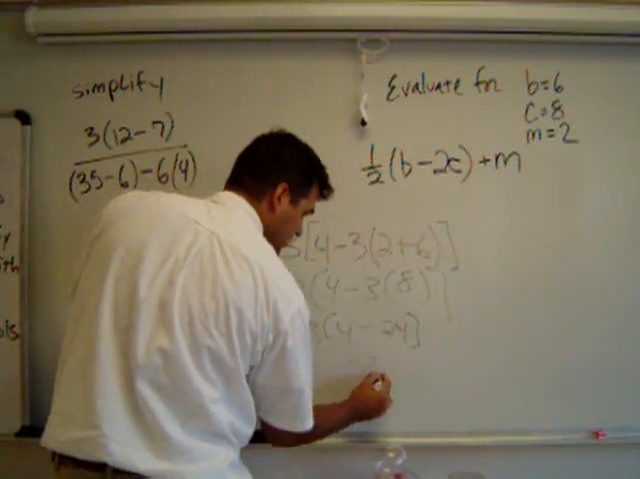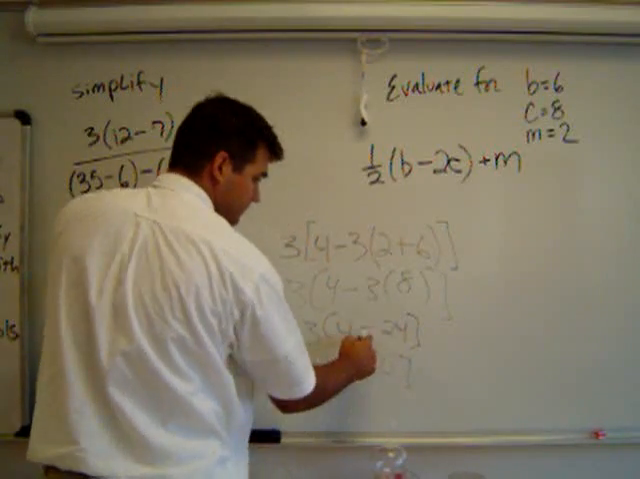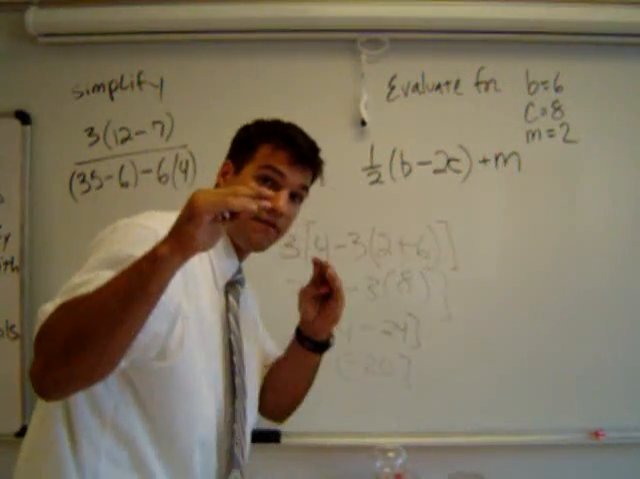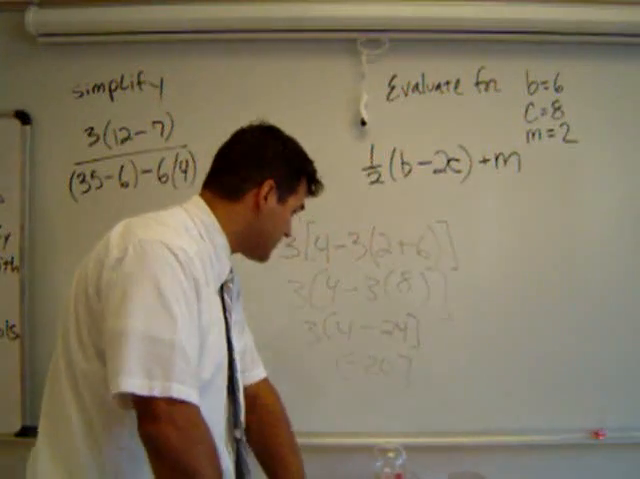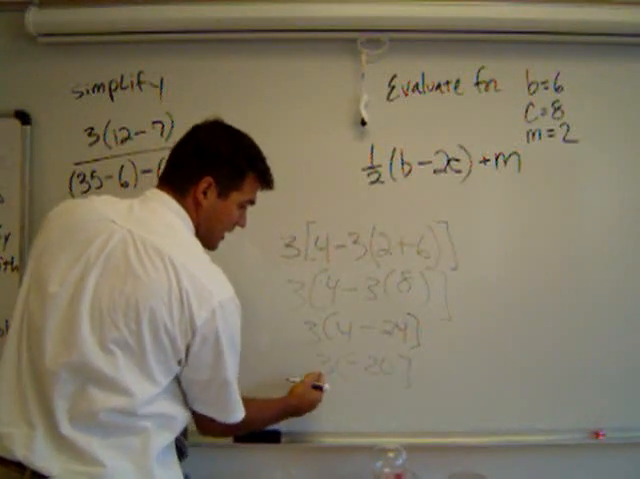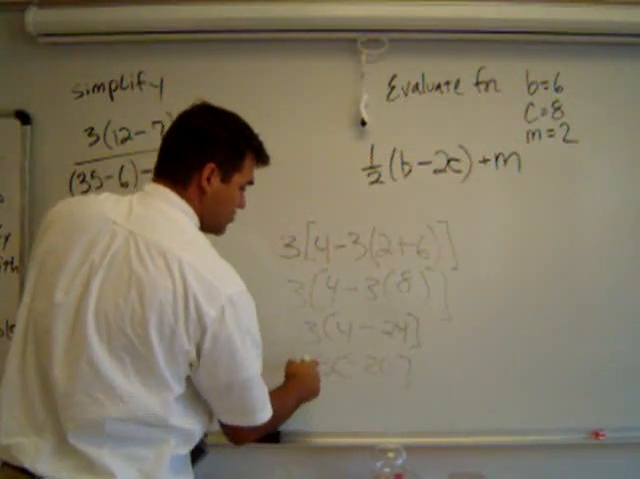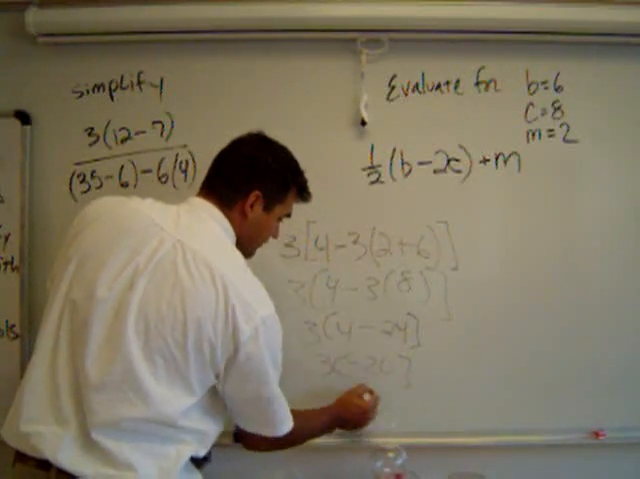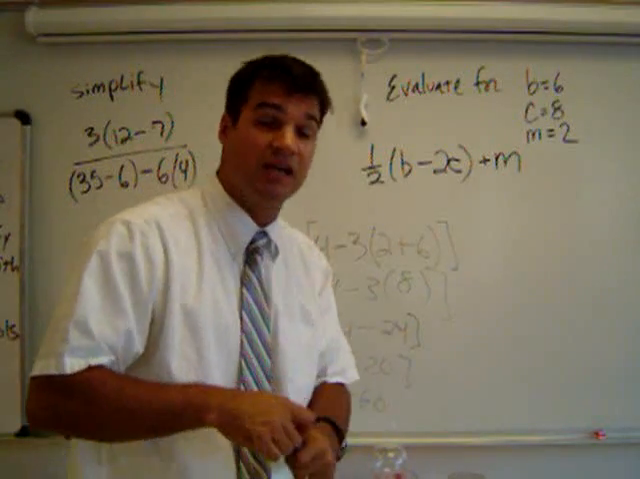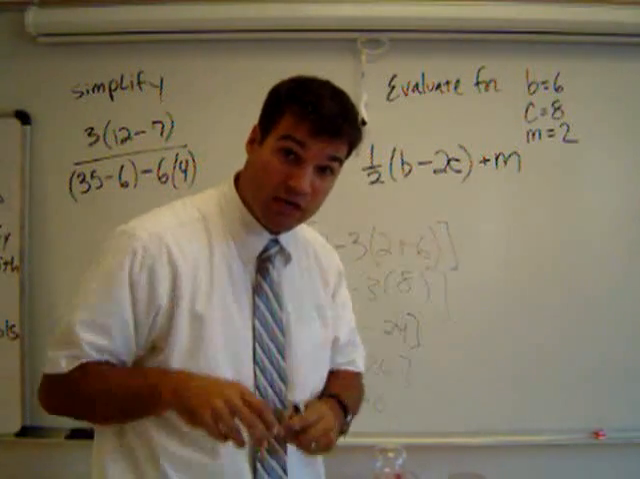4 minus 24 is negative 20. You start at 4, you go down 24: you start at 4, go down 4, then down to negative 20. And again, multiplication. Even though this is a bracket, this is still multiplication. 3 times negative 20, negative 60. If I have 3 negative 20s, I have negative 60. Don't sweat the positives and negatives. We're going to get to that stuff later.